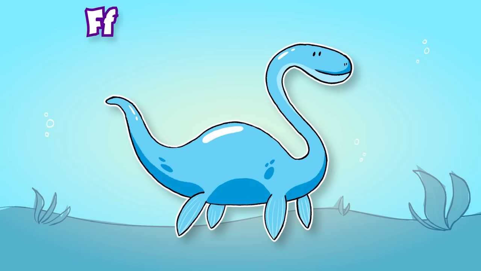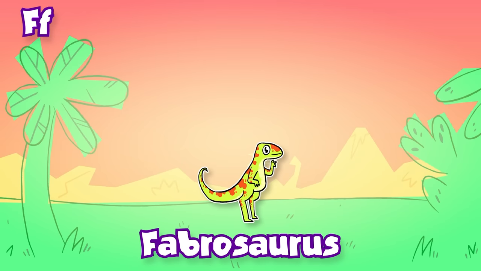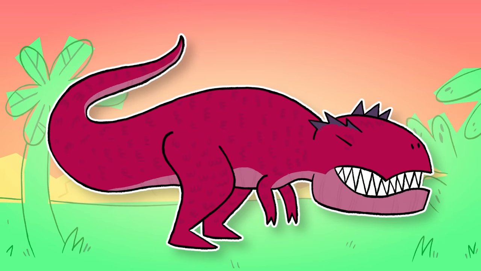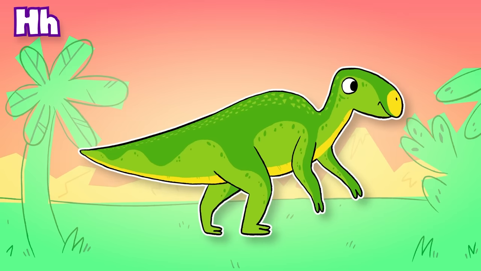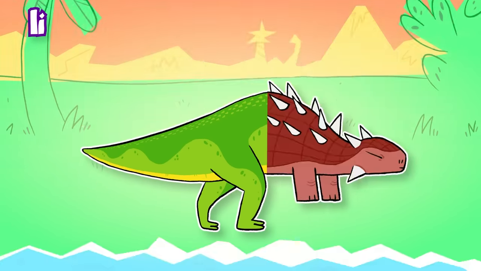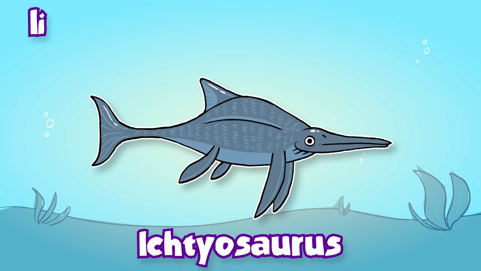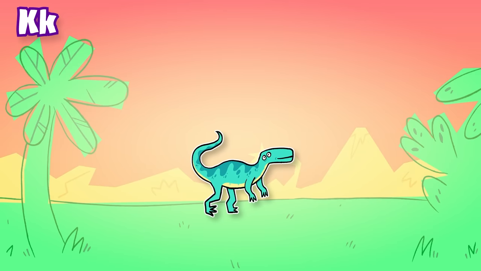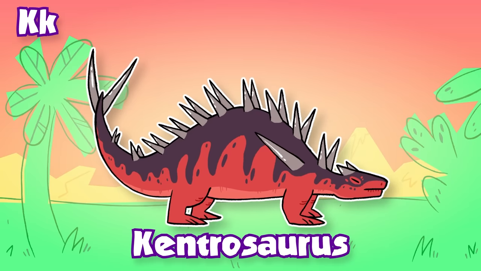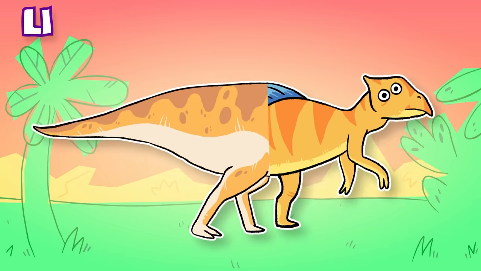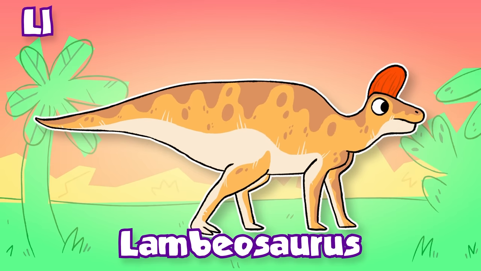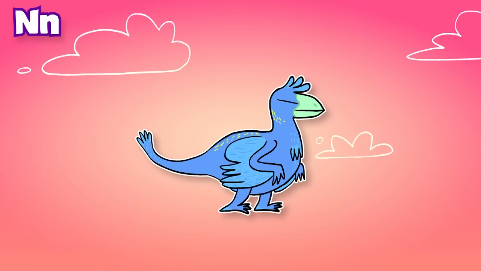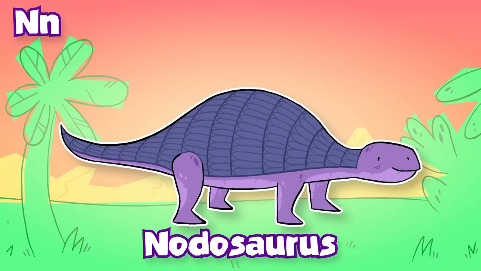Elasmosaurus. F. Fabrosaurus. G. Gigantosaurus. H. Hadrosaurus. I. Ichthyosaurus. J. Juravenator. K. Gantrosaurus. L. Lembiosaurus. M. Microraptor. N. Nodosaurus. O.